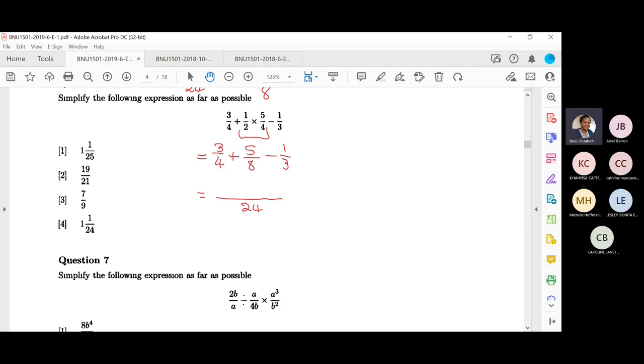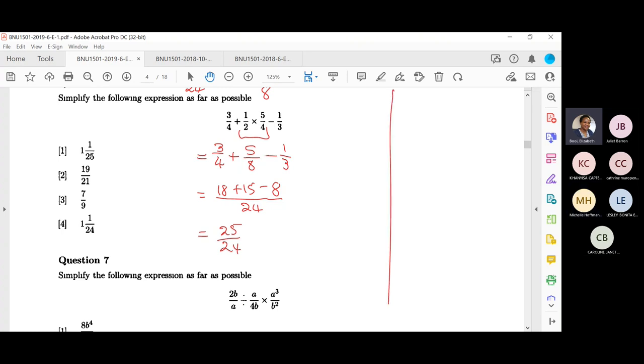6 times. 6 times 3? 18. 8 goes how many times into 24? 3 times. 3 times 5? 15. 3 goes how many times into 24? 8. 8 times 1 is 8. 18 plus 15 minus 8? 25 over 24. Now I must explain the types of fractions that we have.